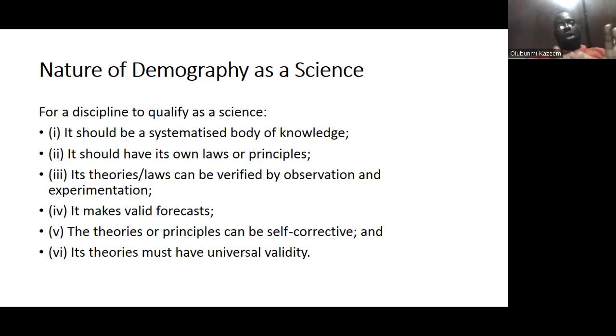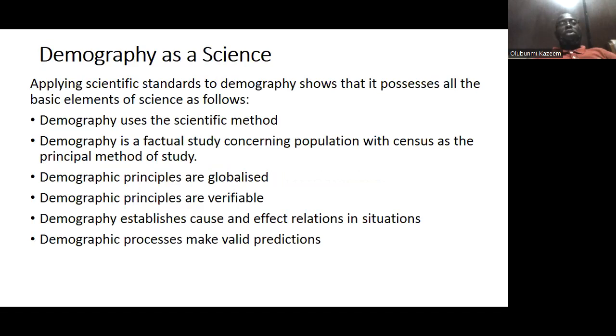So if these are the characteristics of any field of study for it to qualify as a science, then let us now see if demography itself qualifies to be called a science. On that basis, these are some of the elements that we see in demography for us to conclude that truly demography is a science. One of such is the fact that demography uses a scientific method, the same way by which science arrives at its theories, laws, or principles is the same thing that demography uses.